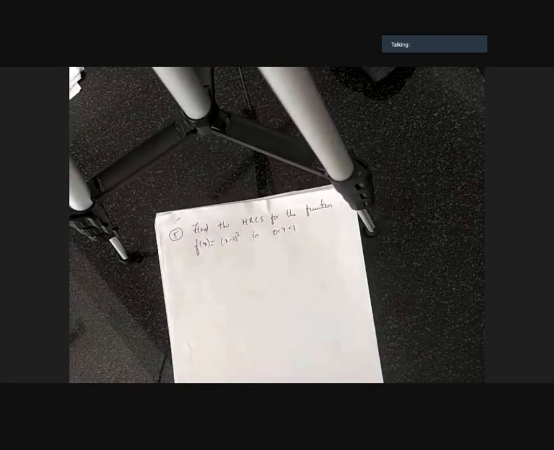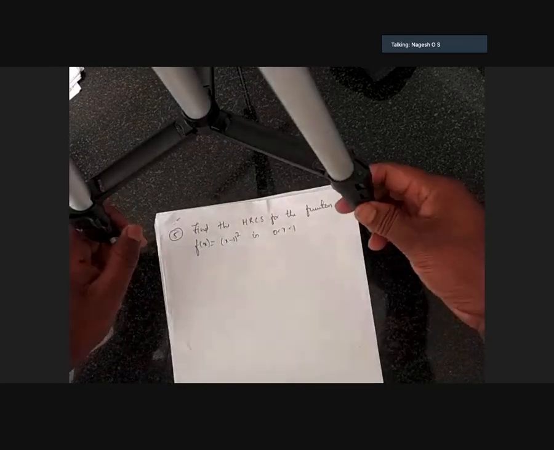Find the half-range cosine series for the function f of x equal to (x minus 1) whole square.